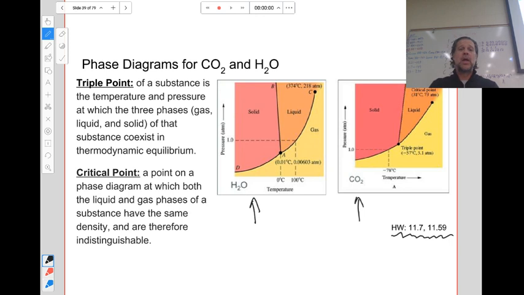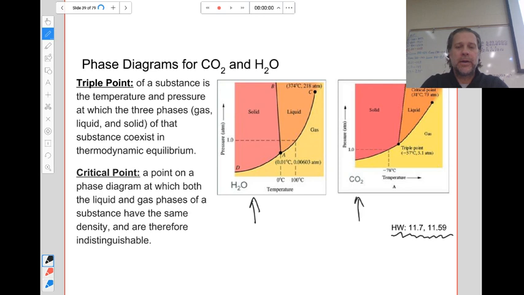That's the triple point. The critical point is the point on a phase diagram at which both the liquid and the gas phases of a substance have the same density, and therefore we can't tell them apart. So a gas and a liquid would have the same density, and they behave the same, but they're two different things. So those are your triple point and your critical point. On the AP exam, are you going to see a phase diagram like this and be asked to identify what's going on? Maybe. Will you need to know about triple points and critical points? Probably. So this is just a review from last year.